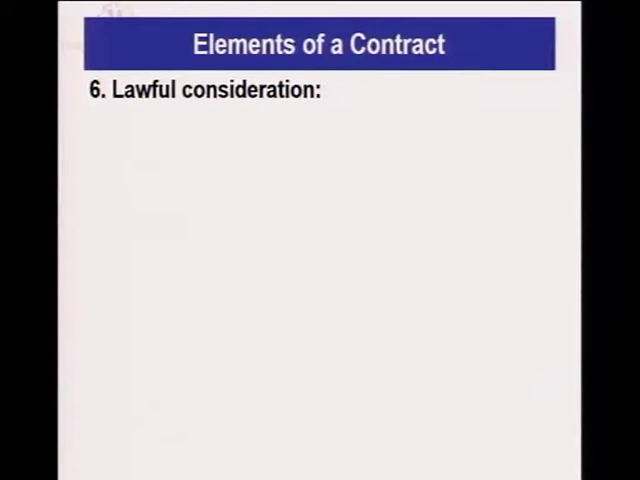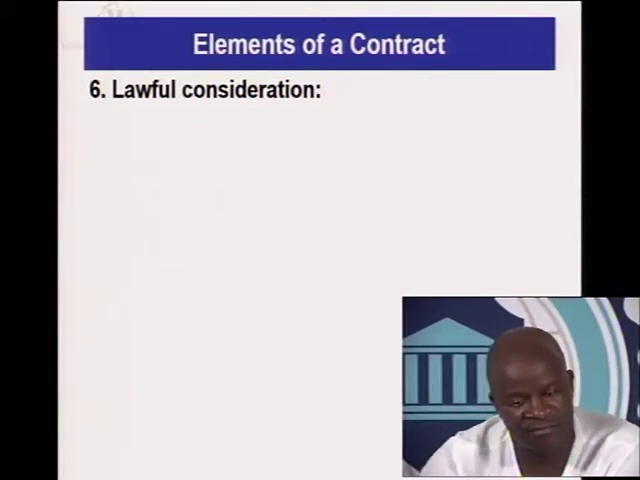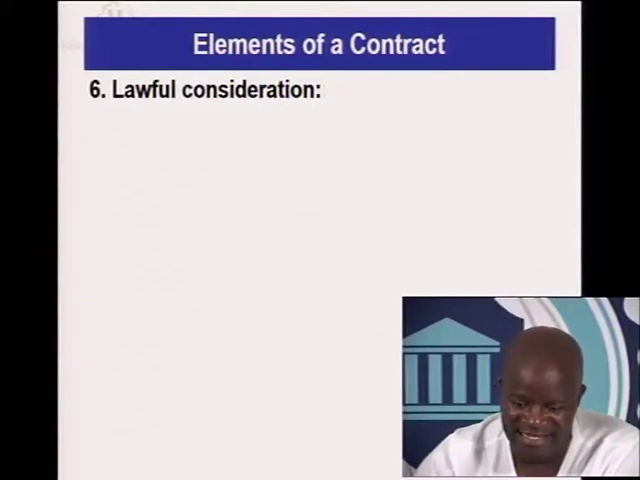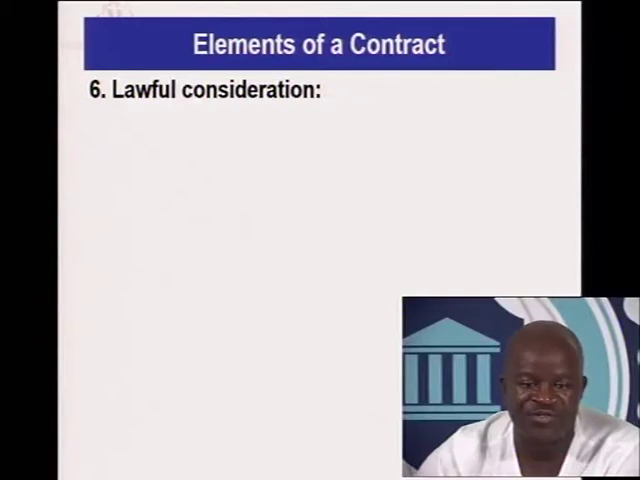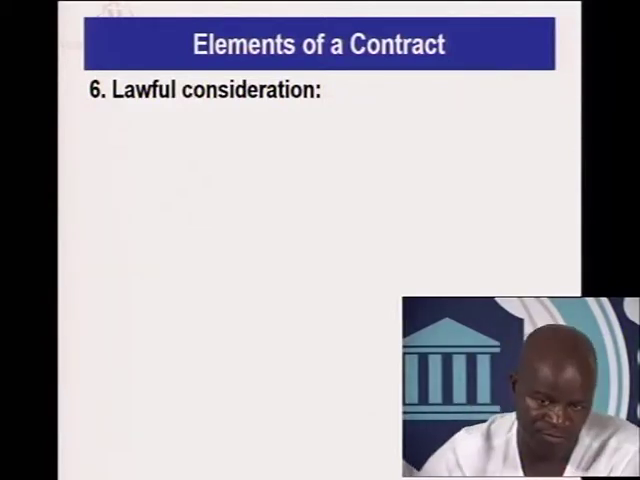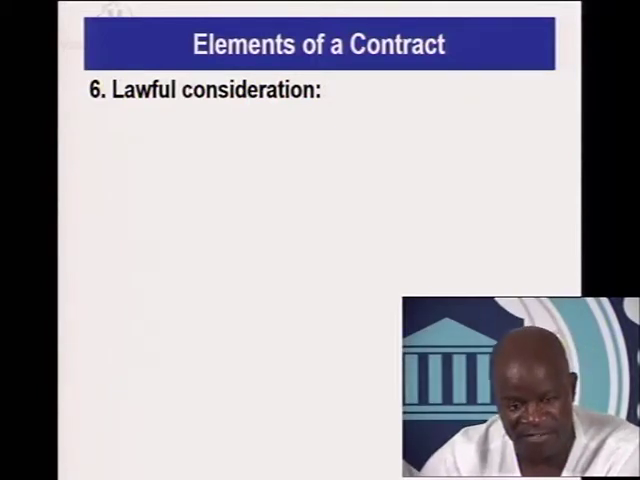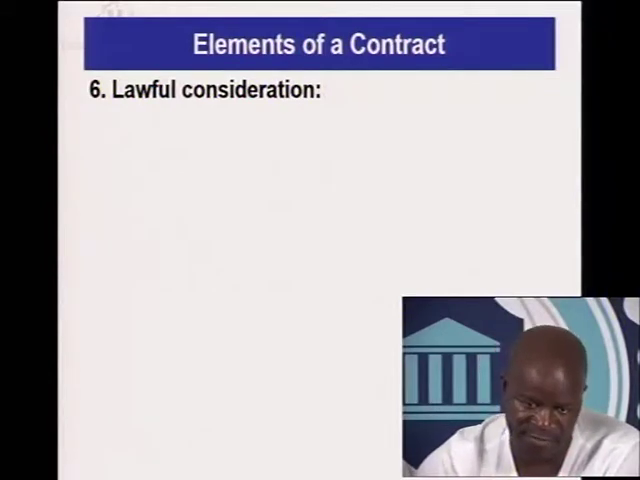Let's look at the sixth element, lawful consideration. When we're looking at lawful consideration, we are saying something for something and nothing for nothing. The two parties concerned must each give something to the other, and this something should be of the same value or almost the same value. That is lawful consideration. Something for something. I give you something, you give me something.